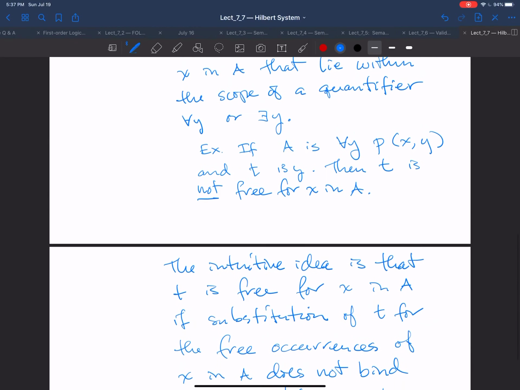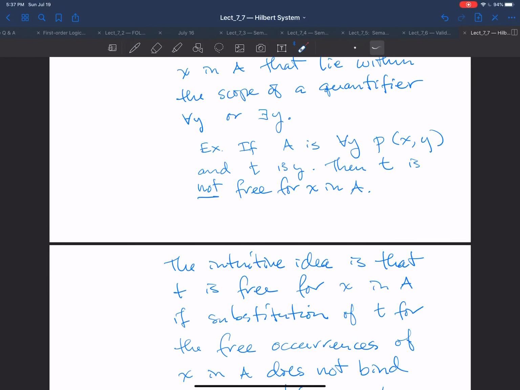So that was the problem with this example. If we substitute y for x in this formula, then that y is going to fall within the scope of this for all y quantifier, and it's going to be bound. So for that reason, we say that y is not free for x in this formula A.